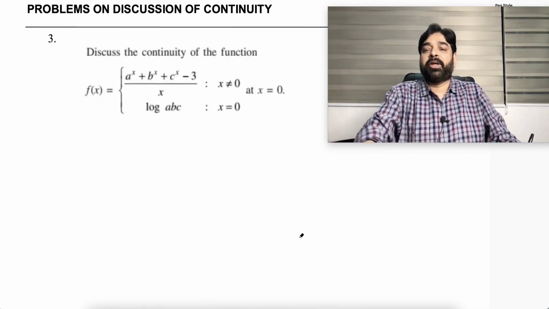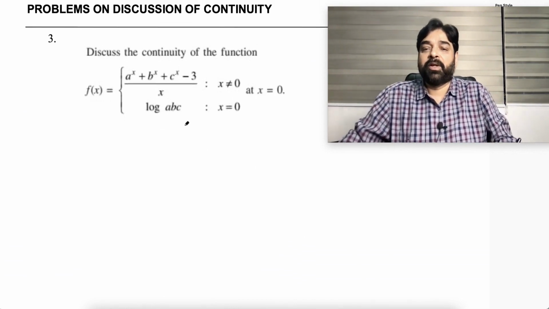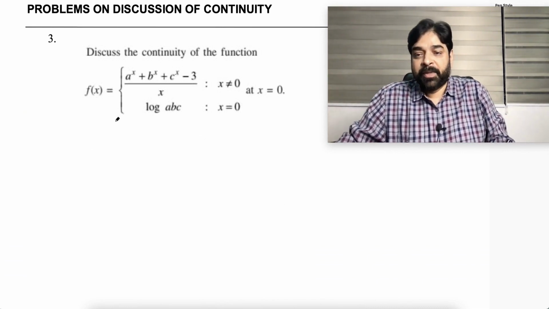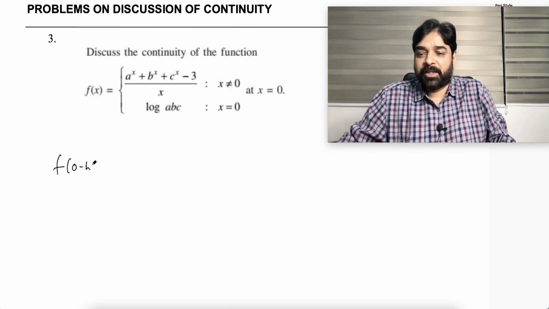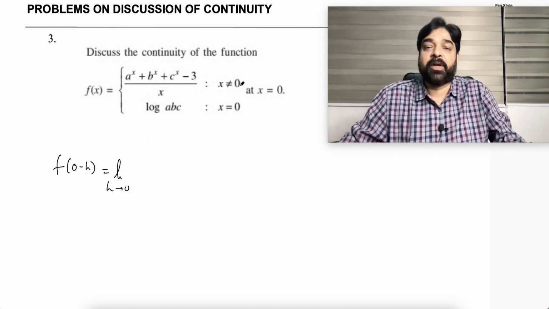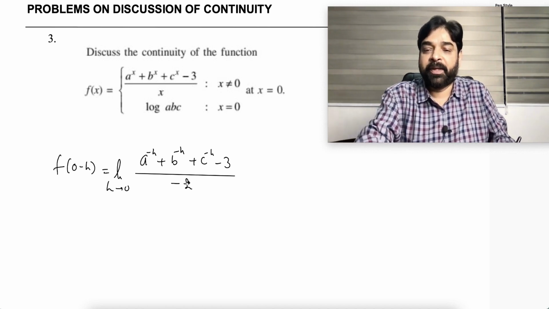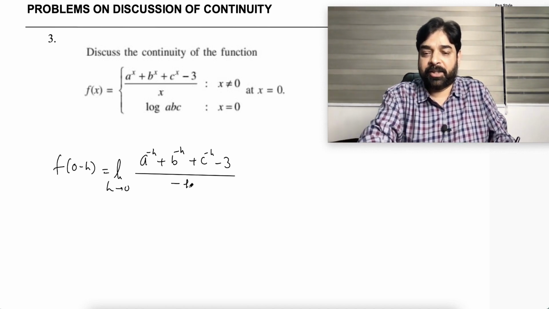Discuss continuity of this function at x equal to 0. At x equal to 0, we have to discuss. Watch it. So first I will find f of 0 minus h. f of 0 minus h will be what? Limit h approaches 0, f of minus h will be defined from here, because for x not equal to 0, this is the defined. So we'll say a power minus h plus b power minus h plus c power minus h minus 3 divided by minus h. I'm sure you're getting it. Am I right?